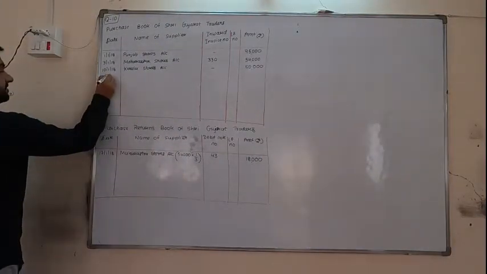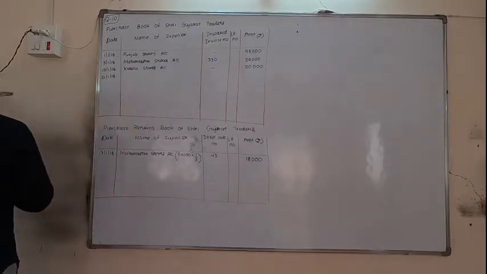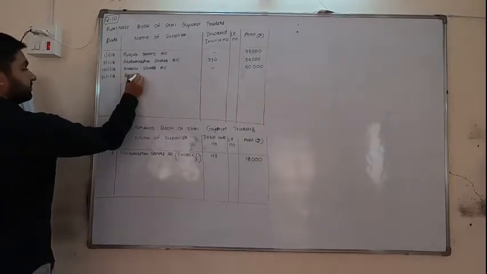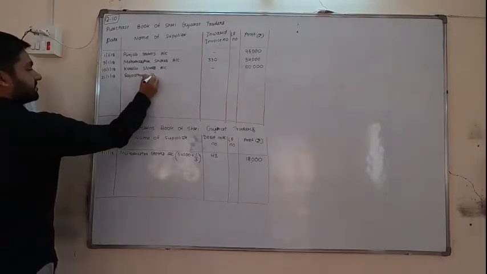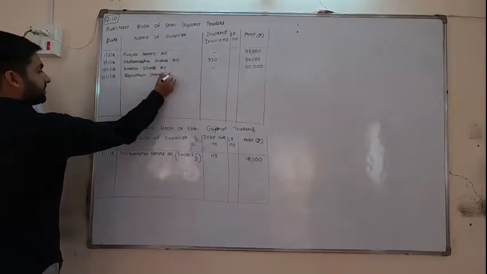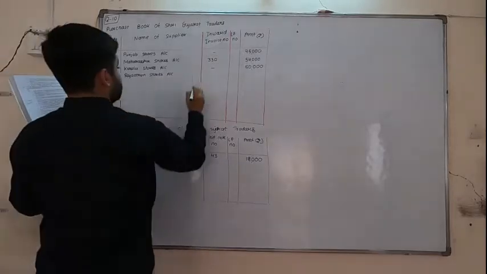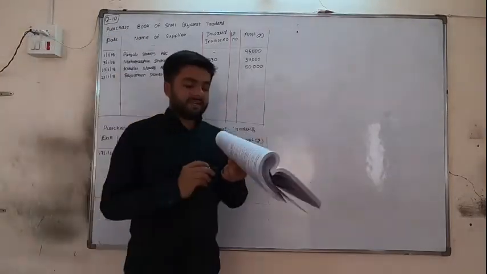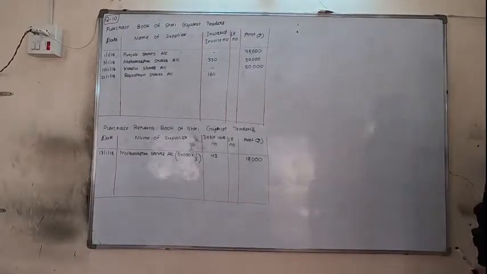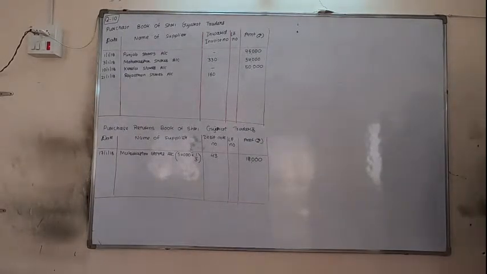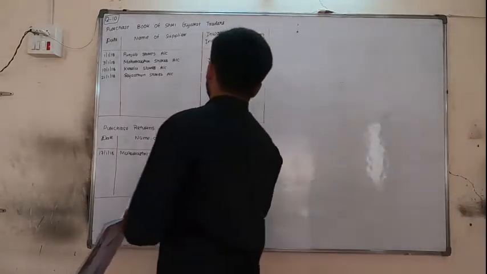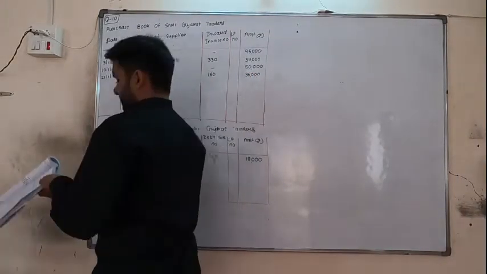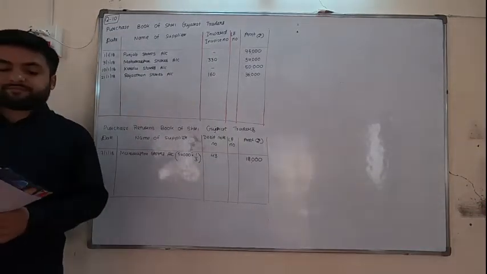So on 21st January 2018, Rajasthan stores account. Invoice number is 160. Now goods are of 40,000 at 10% trade discount. 40,000 minus 10% is 36,000, and the expenses will not be recorded. We will write it separately.